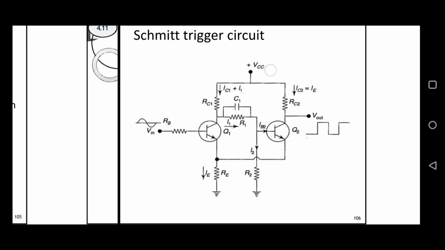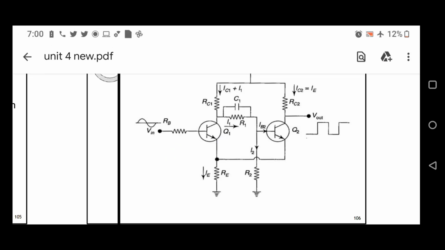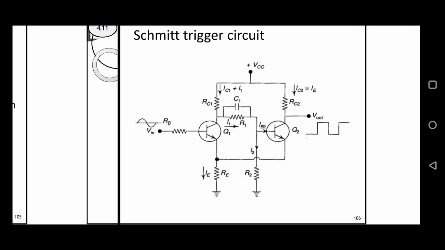And VCC is the power supply. Here this VCC, RC1, R1 and R2 will form a potential divider bias. And this Vin is the input. The input is given to the base of Q1. Re is the emitter resistance, and IE is the emitter current. We already know that the emitter current equals IB plus IC. Approximately the emitter current equals IC, the collector current, and Vout is the output voltage.